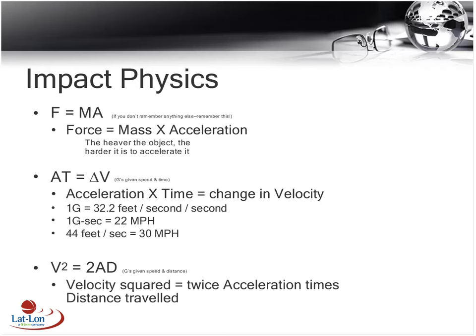One conversion factor is that 44 feet per second equals 30 miles per hour. Miles per hour is what we're all used to, but we use feet and feet per second in these equations. Then V squared equals 2 times the acceleration times the distance traveled. So if you know the travel distance and you know either acceleration or velocity, you can get the other one, velocity or acceleration.